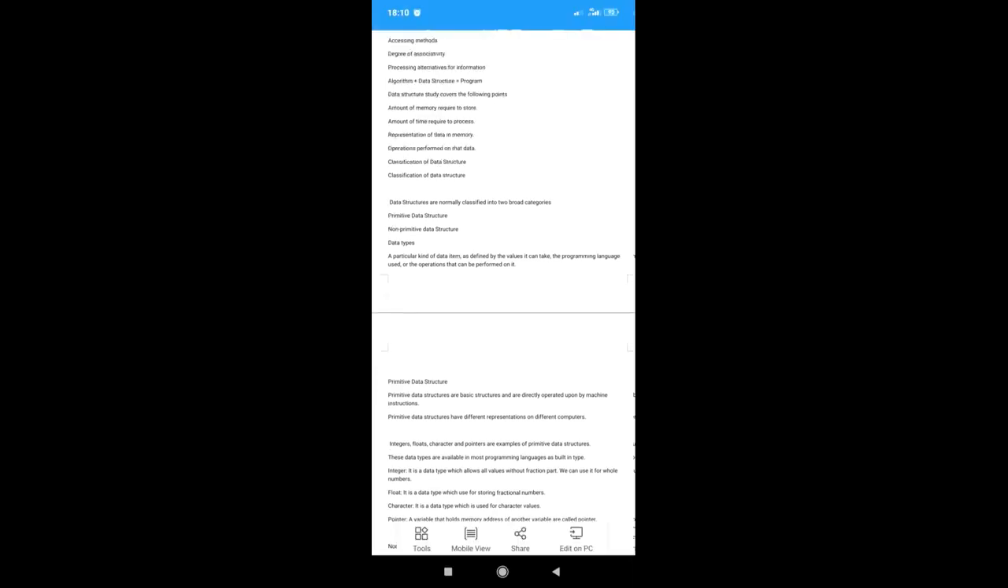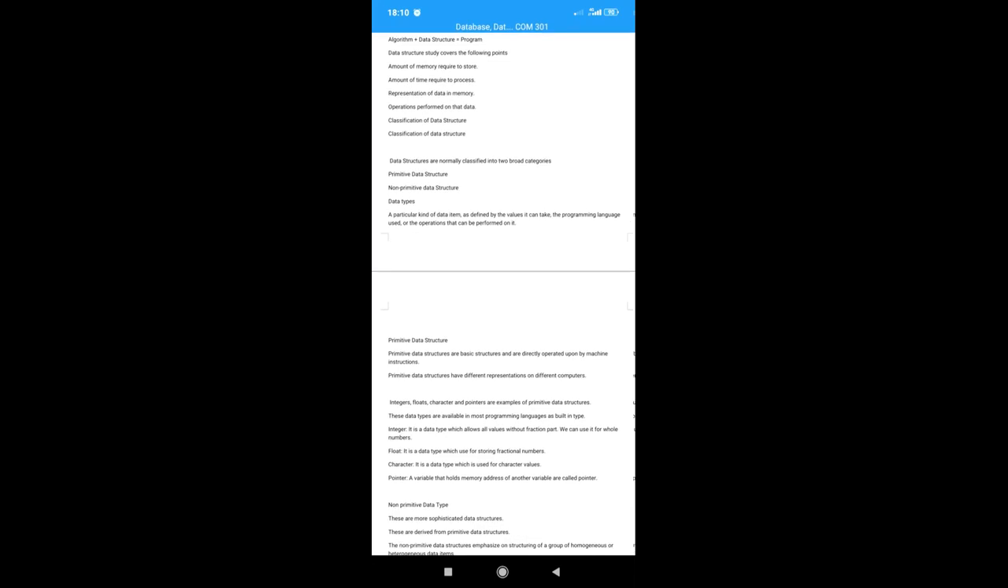Now, what are the usages of your data structure? Understand that data structure serves as the basis for abstract data types.